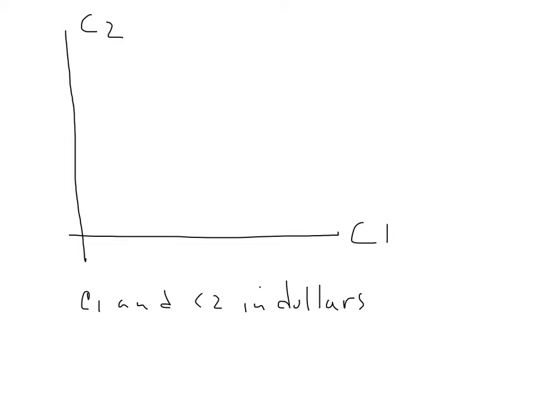And we're going to suppose that the consumer is given M1 in period 1 and M2 in period 2. Now we're going to allow them to both borrow and lend at interest rate R. Okay? So that's the rate of interest.